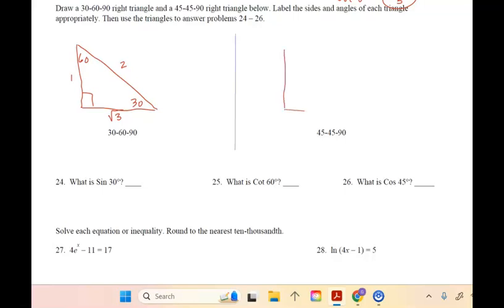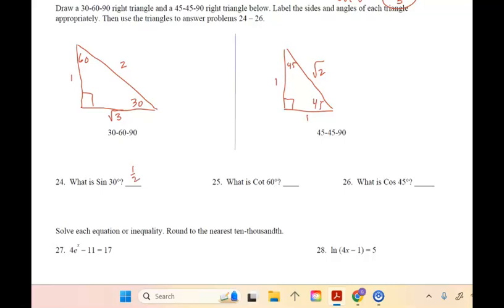And then for the 45, 45, 90, of course, these are the same. Their side lengths across from those are the same. They're both 1s. And then the right angle, the hypotenuse, is the square root of 2. So now you can come up with sine of 30, just remembering SOHCAHTOA. Sine of 30, opposite over hypotenuse, that's 1/2.